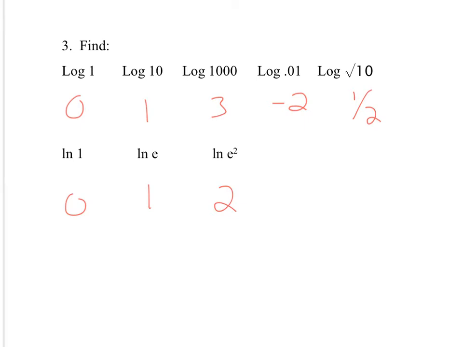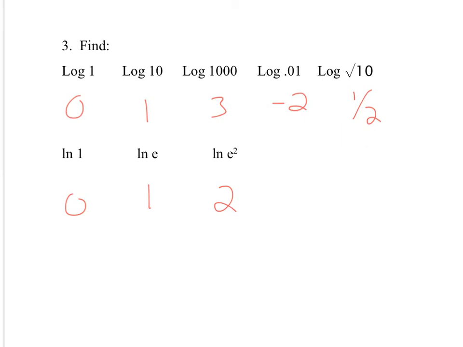Okay, the answer to the first one is 0, because don't forget, all these first 5 here are common logs, so these have a base of 10. Ten to the 0 power is 1, so that's 0. Ten to the first power is 10. Ten to the third, of course, is 1,000, 10 times 10 times 10. 0.01 is 1/100th, so 10 to the negative 2 power would be 1/100th, or 0.01. And don't forget, when we have a radical, the square root of 10 is 10 to the 1/2. So log of root 10 would be 1/2.